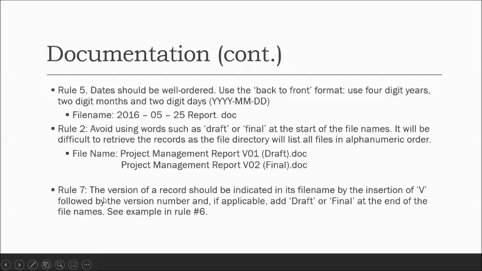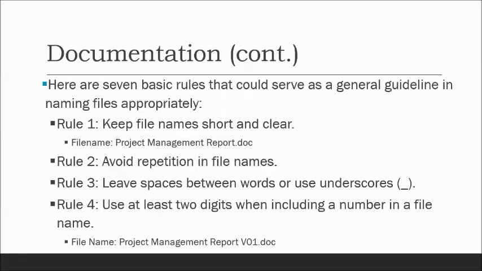Okay? So rule number 7, the version of a record should be indicated in its file name by the insertion of V. So that's why we have V for version. Okay? If applicable, add draft or final at the end of the file names. So if possible, okay, it depends on you. It depends on the person saving. But sometimes, to make it easier to identify which of these documents is the final, which is the draft, which is the updated one. Okay, so these are the guidelines or simple rules or basic rules in naming files appropriately.